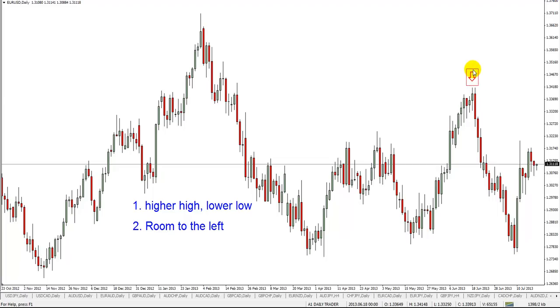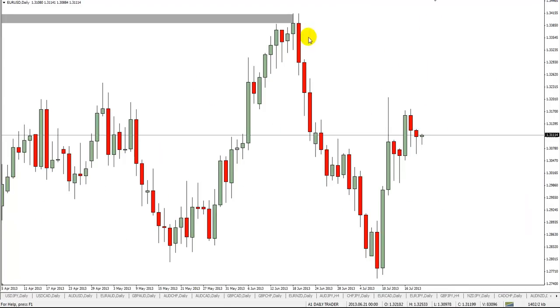Okay, visually, room to the left looks something like this. I'm going to insert a box and I'm going to pull it across here all the way until it hits a candle, and it hits a candle right here. All right? This is room to the left. Let me zoom in so you can see room to the left. This is room to the left. This is the wick of, well, essentially both candles. The big shadow candle, which is this one, and the prior candle, which is this one.